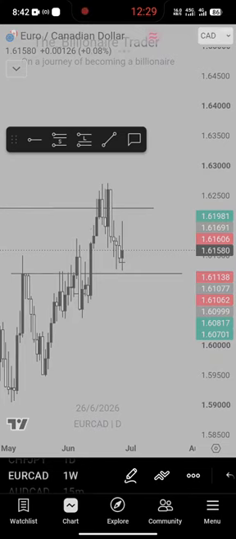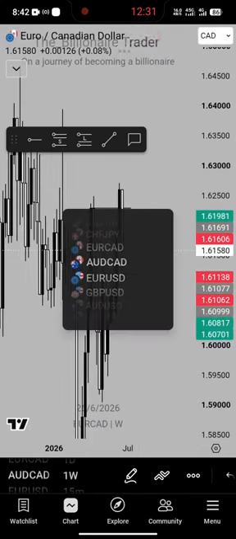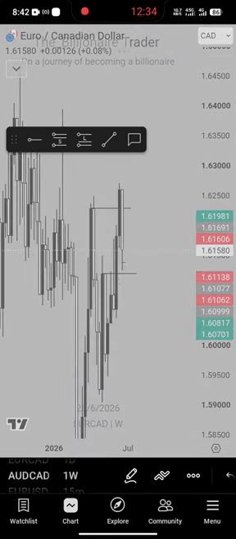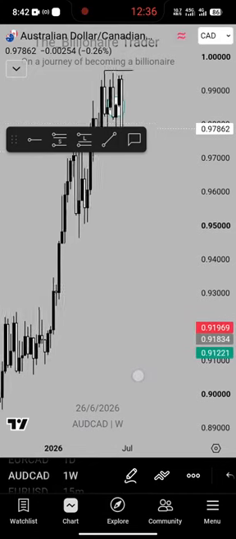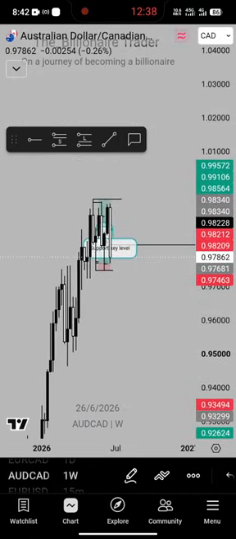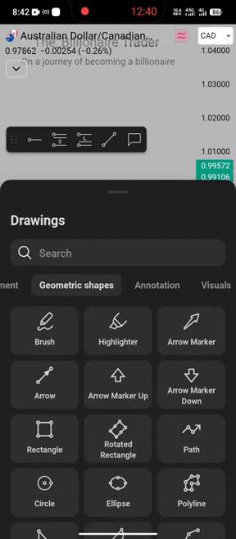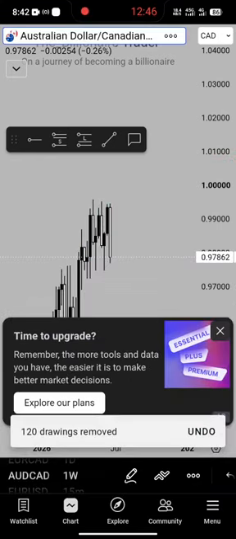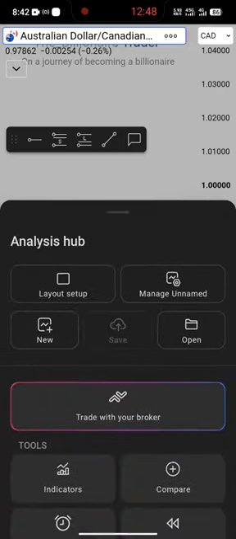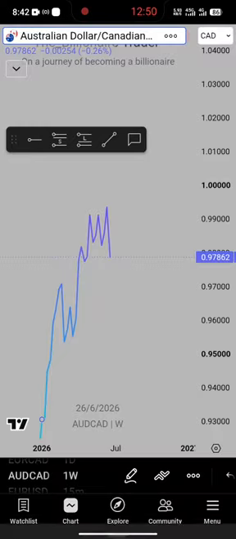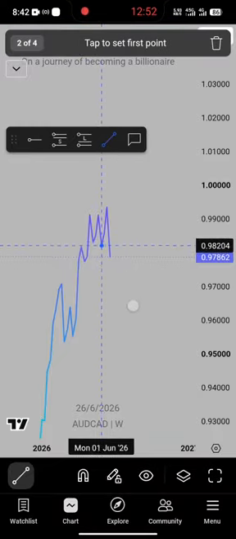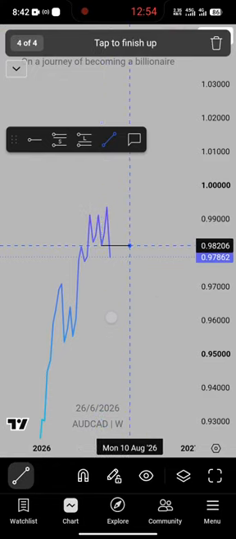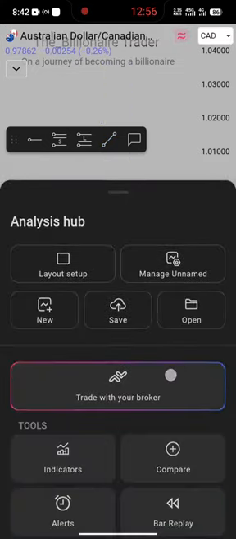So let's go to the next. Okay, this is AUD CAD. Let me clear the charts. As you can see, we have weekly breakouts on AUD CAD. Price broke this low. That is showing us that we are bearish.